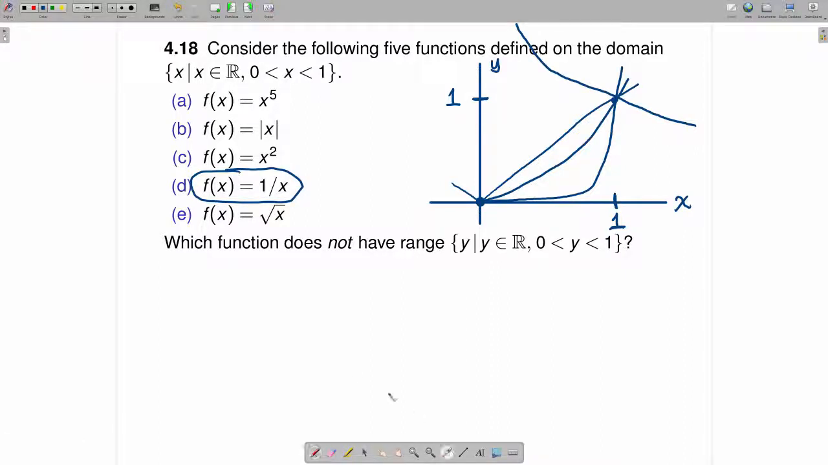If you want to go on and graph this last one, f of x is equal to the square root of x. That connects 0, 0 and 1, 1 in a fashion that looks like that. And so what you have is on the domain 0, 1, the range is also 0, 1. So the answer in this case is D. The function f of x equals 1 over x does not have a range that runs from 0 to 1.